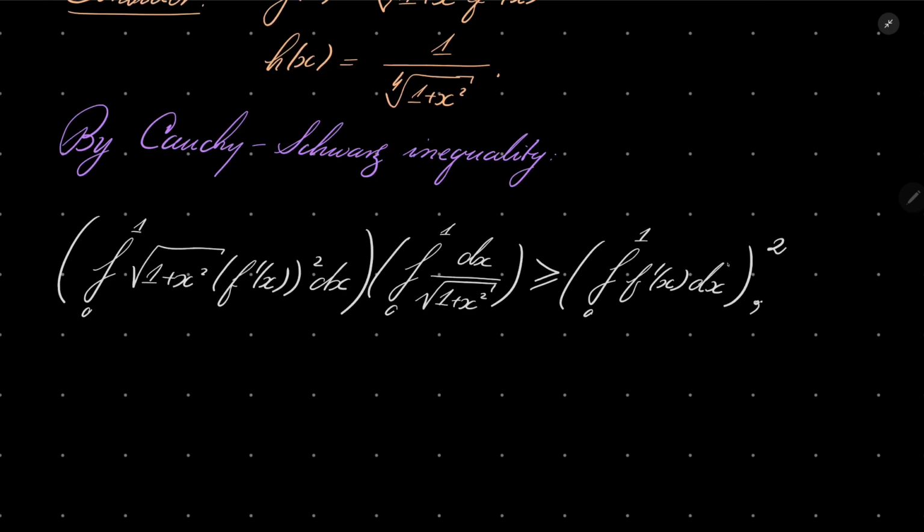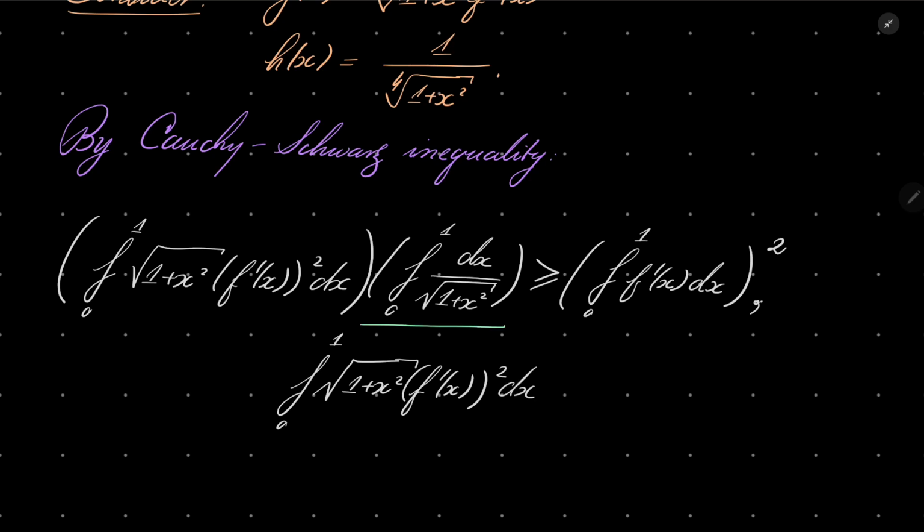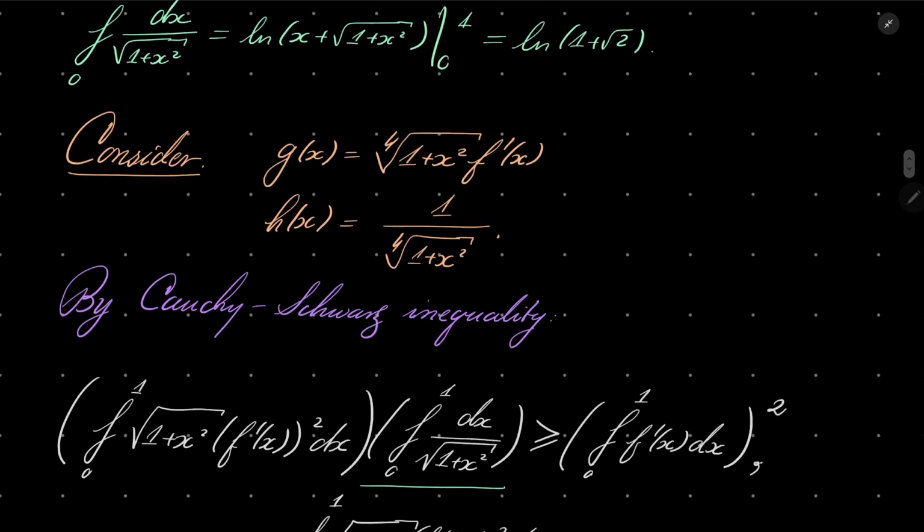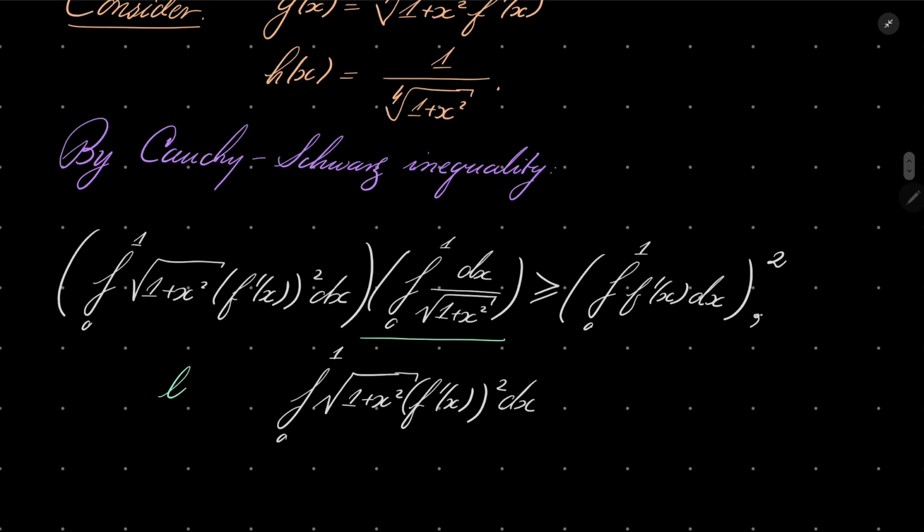Well, we have the integral from 0 to 1 of the square root of 1 plus x squared, times f prime of x squared dx. Now, this second integral was already evaluated. It's natural log of 1 plus square root of 2. What about the right hand side?